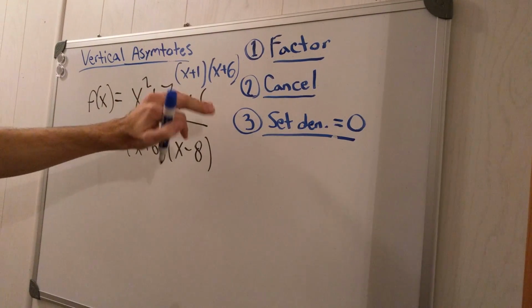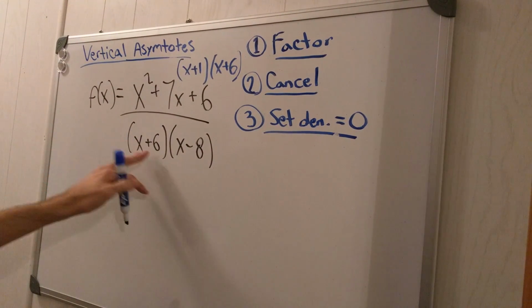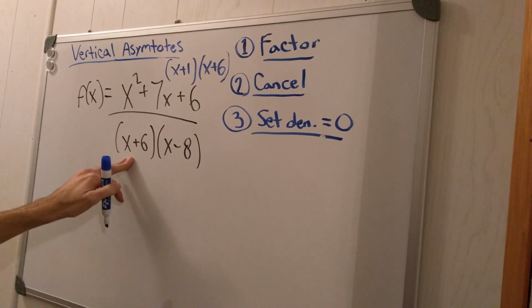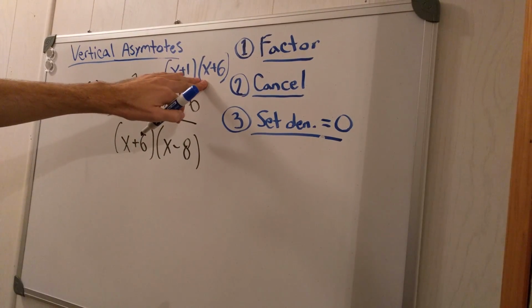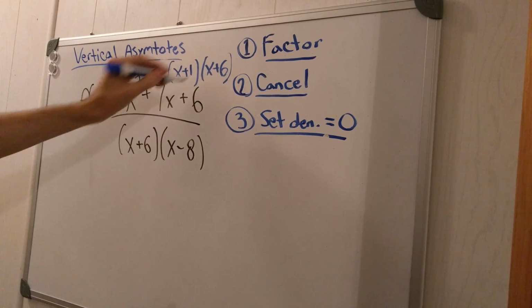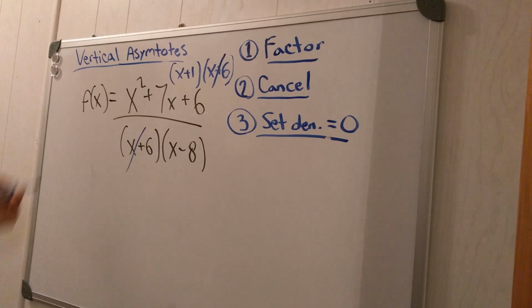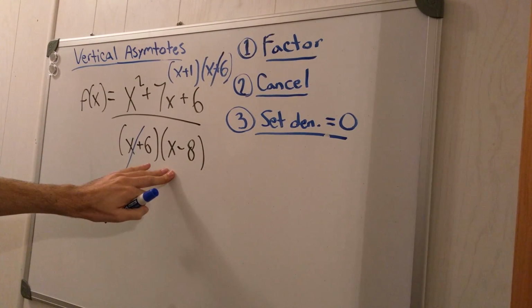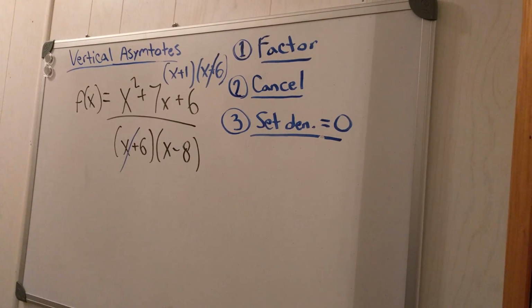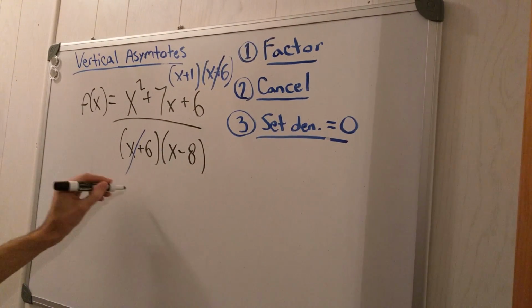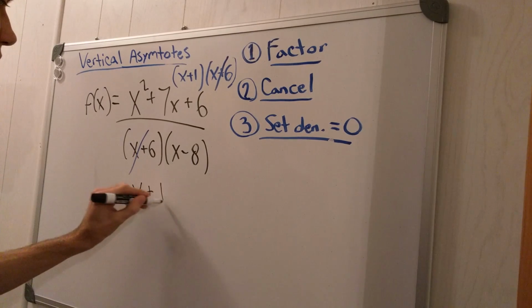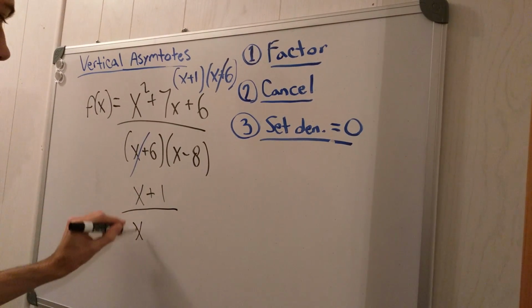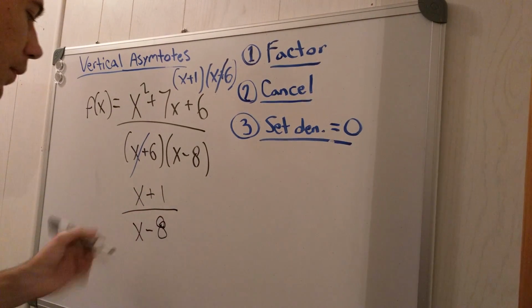Now we go to the second step, canceling the like terms. On this one, we actually do have like terms, the x plus 6 and x plus 6. So we can cancel those, and what we're left with is x plus 1 in the numerator and x minus 8 in the denominator. So I'm going to write that down here: (x plus 1) over (x minus 8).